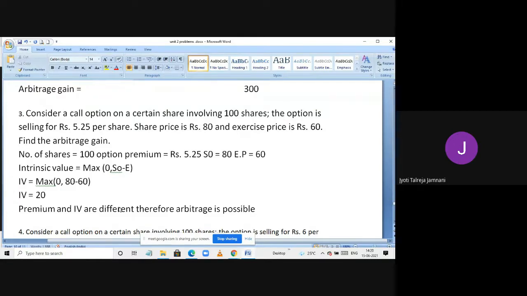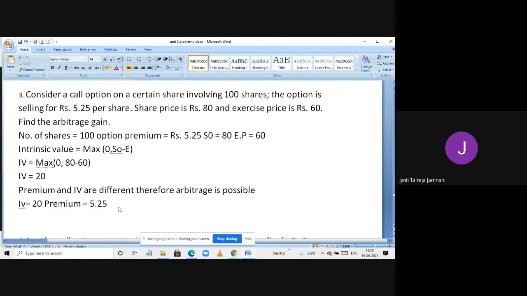Okay, so now if it is possible, we need to check whether it's undervalued or overvalued. So your intrinsic value is 20 rupees. That means the gain is 20 rupees. And the premium, that is the market value of this option, is only 5.25. It's selling for 5.25. So whether the option is undervalued or overvalued? Undervalued, because the premium is lower. So option is undervalued.